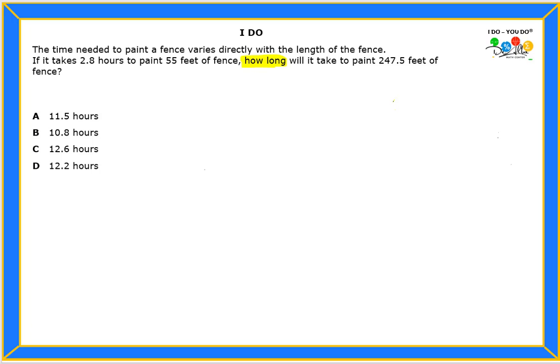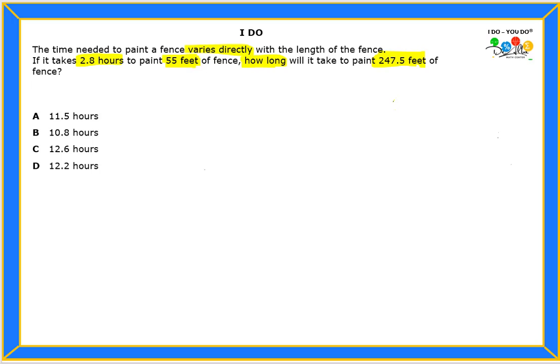Yes, right? So we want to know how many hours or how much time would it take to paint 247.5 feet of fence. Is that right? And I do see the words varies directly, right? And they're telling you this is one of the pieces of information that you can use to solve the problem. So it says that it takes 2.8 hours to paint 55 feet of fence.